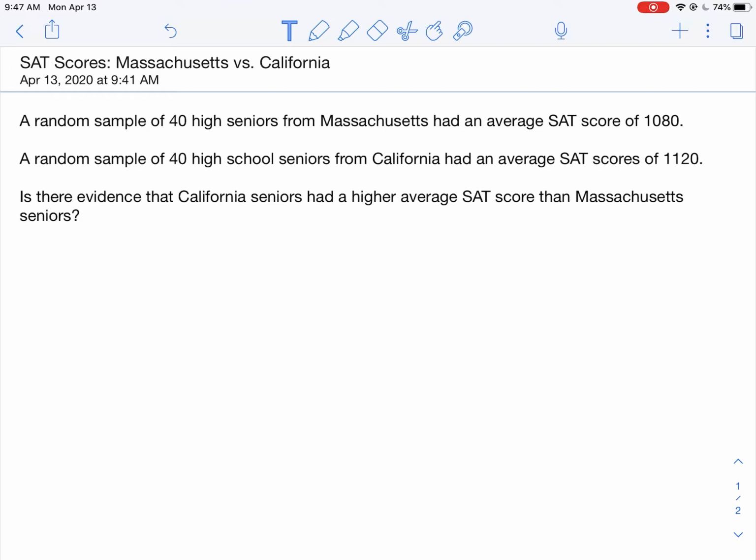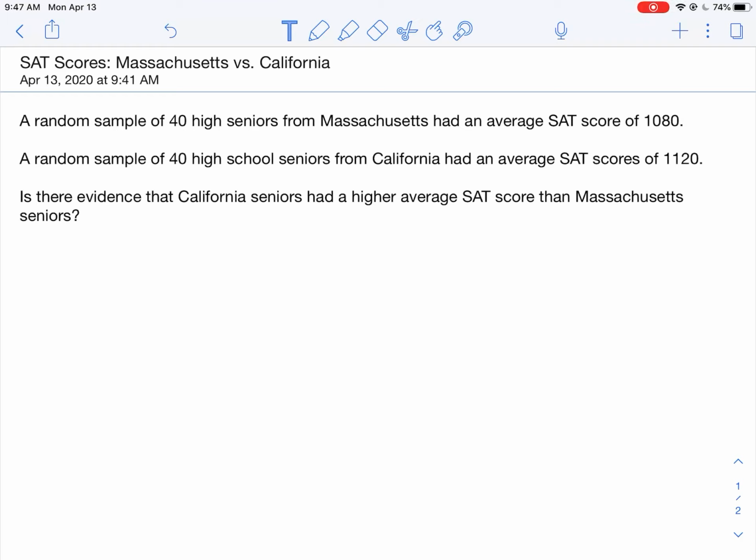Today we're going to be tackling a two-sample t-test, and this one's not going to have to do with proportions. This is going to have to do with means. So it's just going to be a little bit different, but the good news is we're not going to be changing up that much. All right, so let's take a look at what we're presented here.